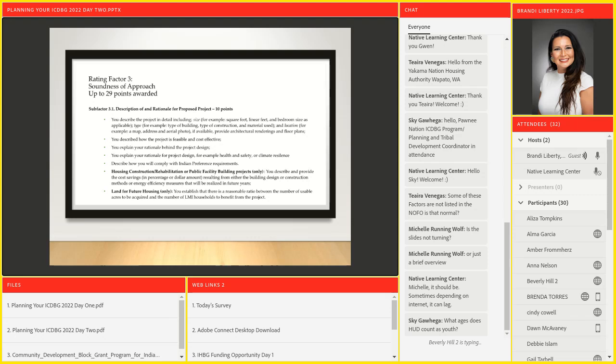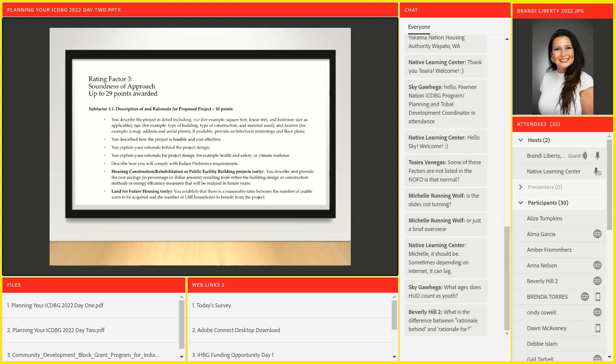Once you've done that, they also take that a step further and want you to explain the rationale for the project design. For example, things where it includes health and safety, climate resilience, and all of that.